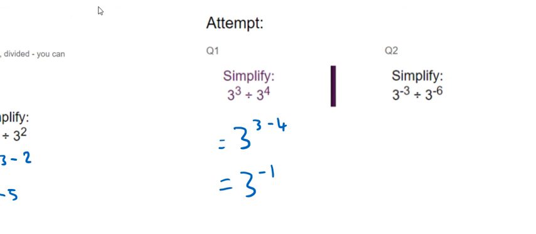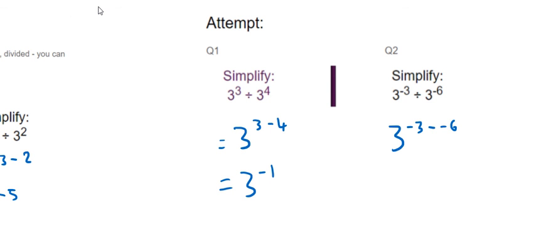The second one, just watch carefully, you might make a mistake here because it's divided in the middle, you have to subtract the two powers. So it's going to be 3 to the power of minus 3, but then we have to subtract minus 6. So it's like we're taking away minus 6. So it's actually minus 6.